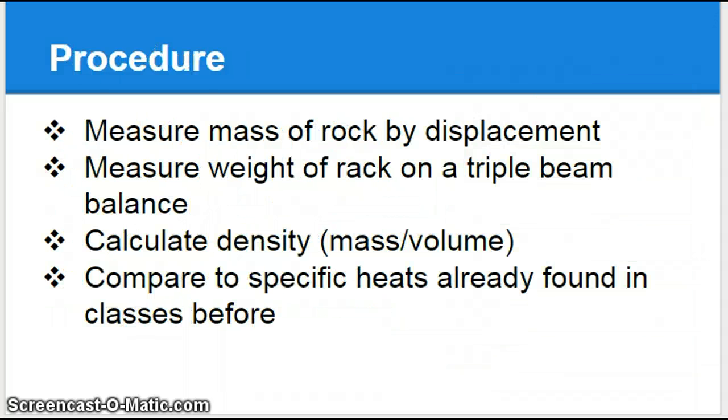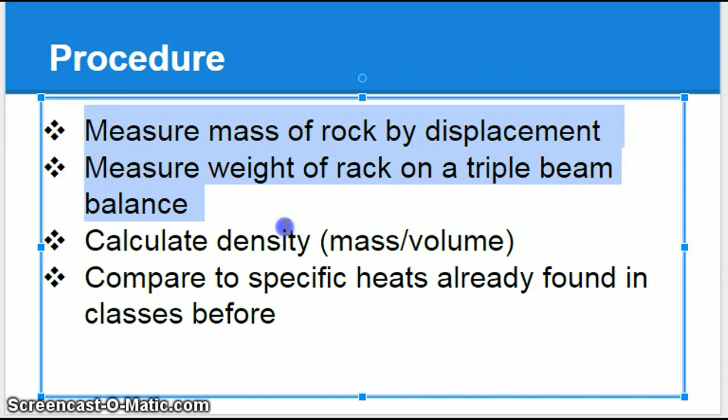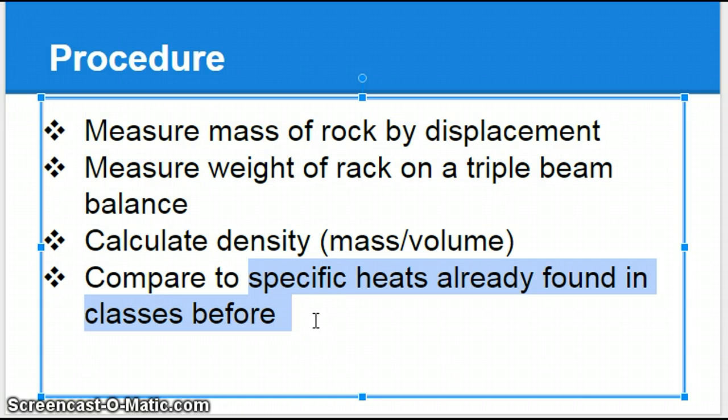The procedure here reveals that they're going to calculate densities, and that's really where they're going to spend most of their time, because they're then going to use the specific heats that have already been found by the class during the investigation. So they won't repeat any of the calorimetry work. They're simply going to use the data that's already been generated.